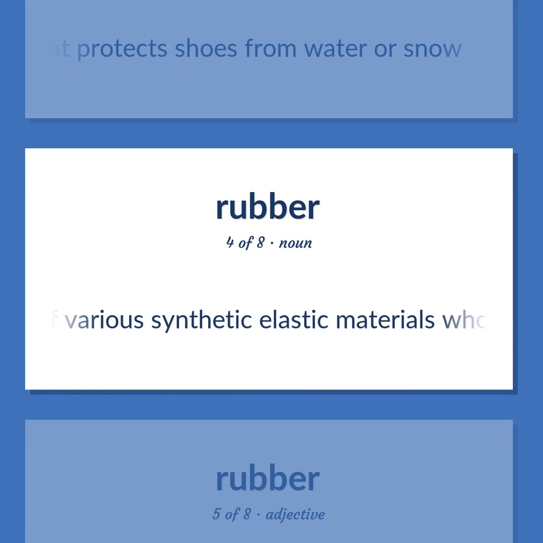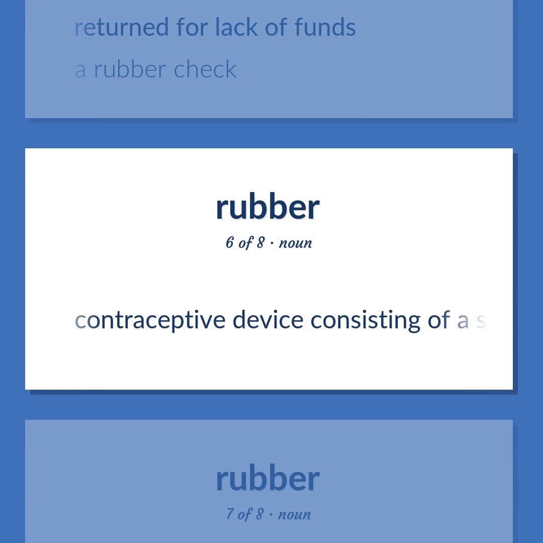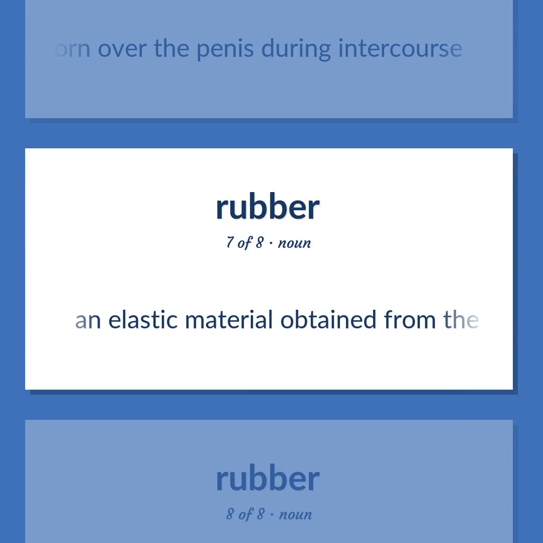Any of various synthetic elastic materials whose properties resemble natural rubber. Returned for lack of funds. A rubber check. Contraceptive device consisting of a sheath of thin rubber or latex that is worn over the penis during intercourse. An elastic material obtained from the latex sap of trees, especially trees of the genera Hevea and Ficus, that can be vulcanized and finished into a variety of products.